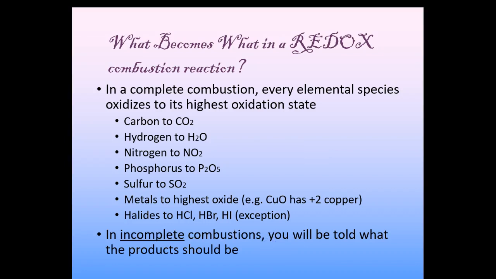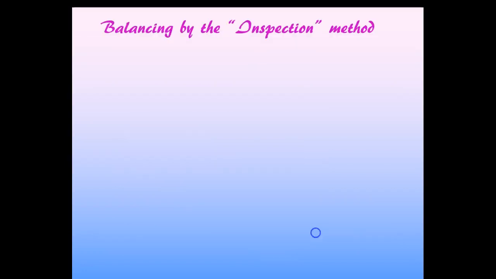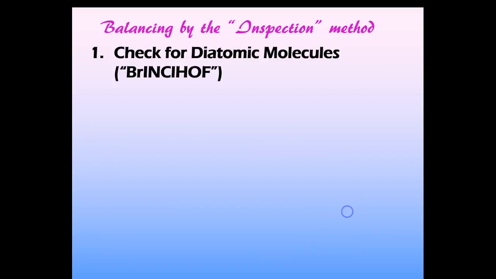Now, there are incomplete combustions, and in those you do not take the elements to their highest oxidation state, and you'll be told what the products should be. For instance, in an incomplete combustion of a hydrocarbon, you'd probably get carbon monoxide and water vapor instead of carbon dioxide. Now let's go over balancing by the inspection method.